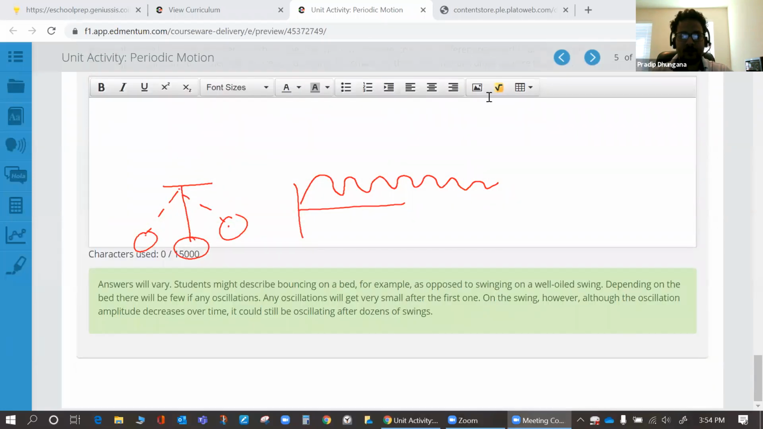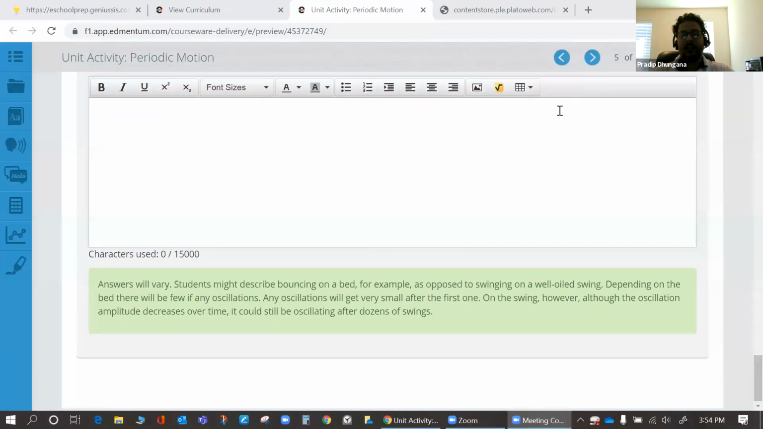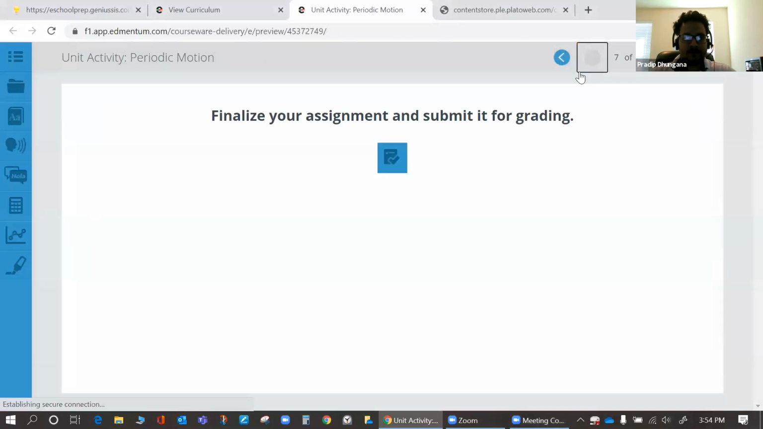Now we have completed part D as well. Let me erase that. It's okay, after completing task 1, you don't have to complete task 2. You can skip that part, finalize your assignment, and submit it for grading.